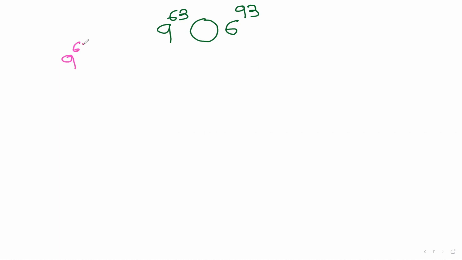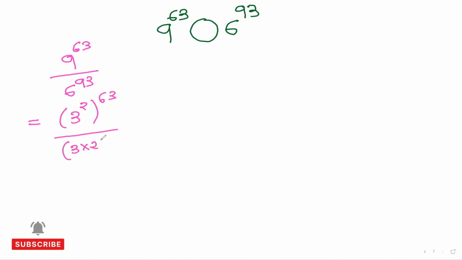9 power 63 divided by 6 power 93. That's the first step I'm going to take. And now this is going to be nothing else but 9, I can write down as 3 square and then power 63, and 6 I can write down as 3 multiplied by 2, power 93.